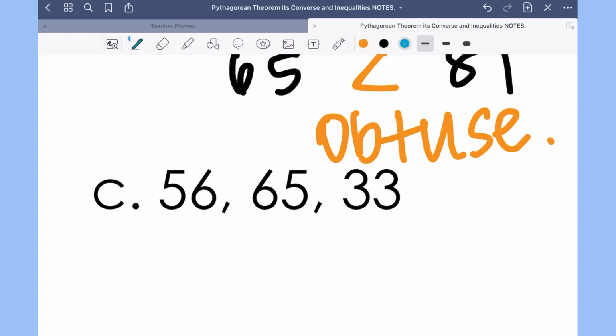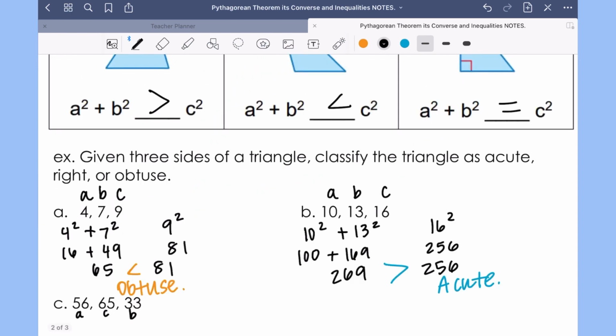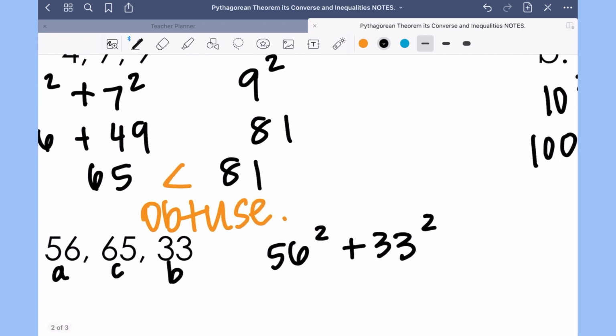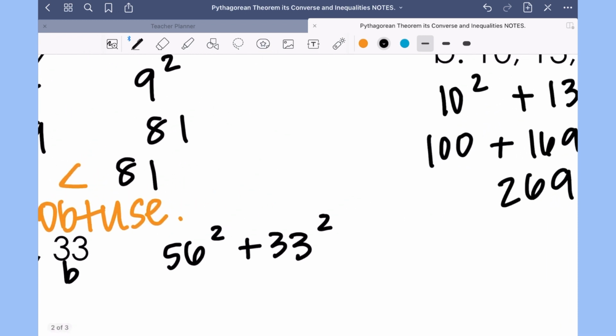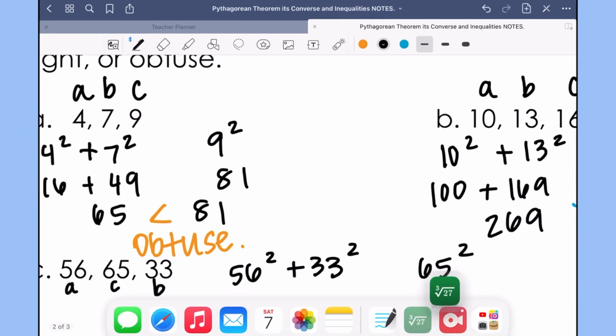The largest number is 65. So this is our C, and 56 and 33 are A and B. I'm going to do the work off here to the side. So 56 squared plus 33 squared. And then I'm going to square the C, which is going to be 65 squared. Okay. Those are big numbers, so let's just use our calculator for that.